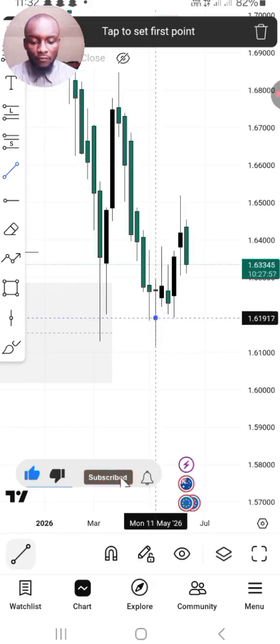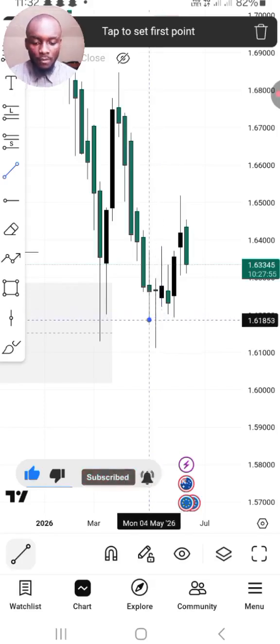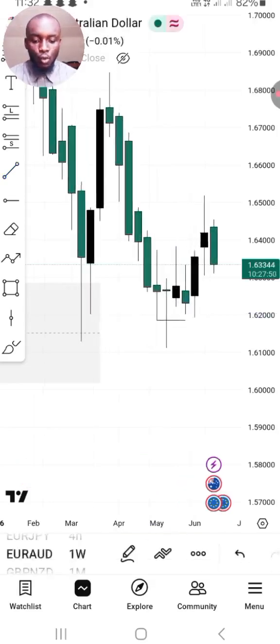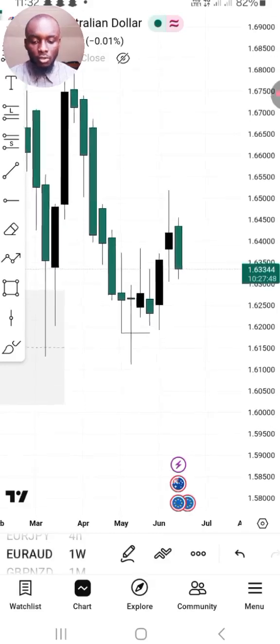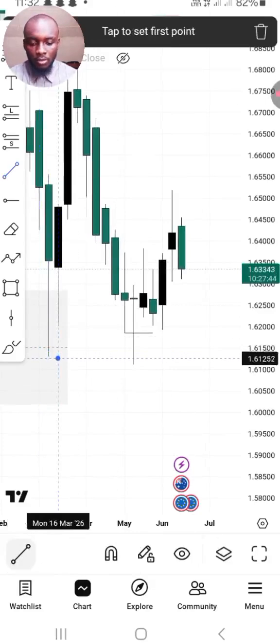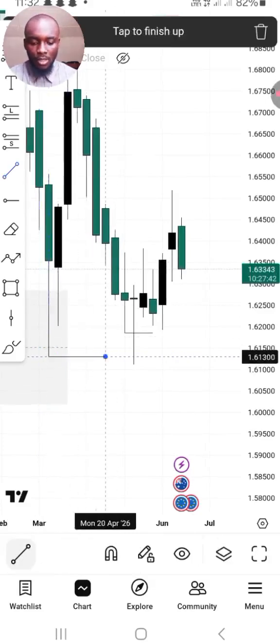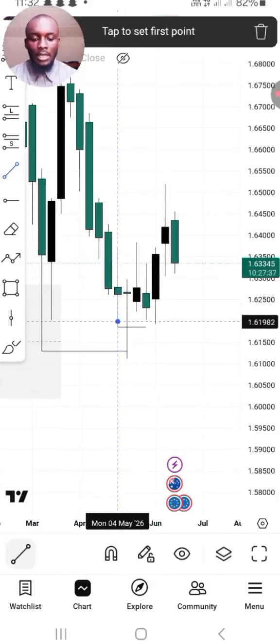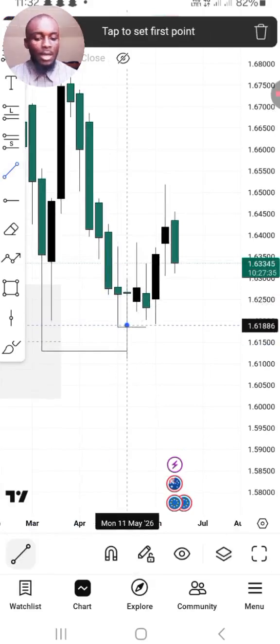And if you check carefully, we had a sweep of market structure here. We had a sweep of market structure at that low. To make it more advanced, we had a sweep of market structure at this low. But I want to work with this internal sweep, this sweep here, and that's just what I want to work with on this video.